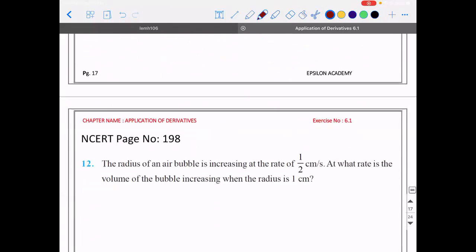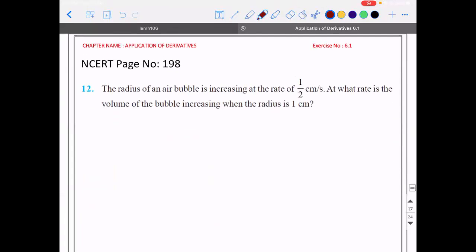Next. So you guys try this. The radius of an air bubble is increasing at the rate of half centimeter per second. So there is an air bubble. Generally, air bubble is considered to be in what shape? Spherical shape. So the radius of the air bubble is increasing at a rate of half centimeter per second. At what rate is the volume of the bubble increasing when the radius is 1 centimeter?